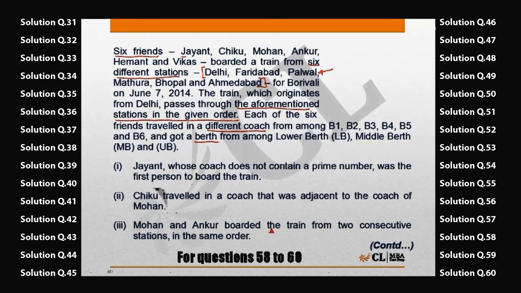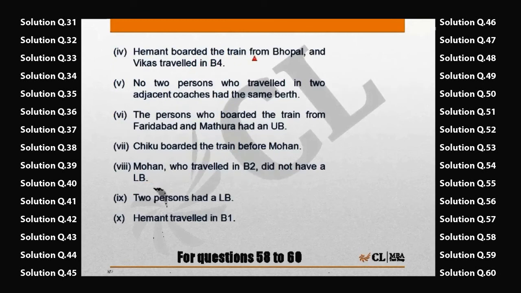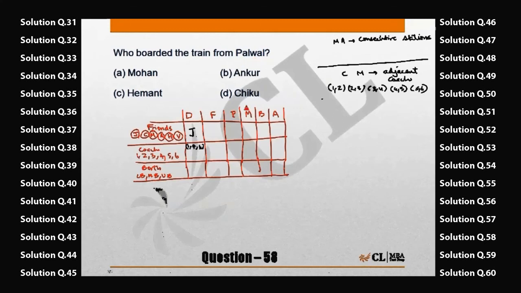Mohan and Ankur boarded the train from 2 consecutive stations in the same order. Mohan, Ankur. So it will be either MA, MA, MA or MA. Hemant boarded the train from Bhopal, and Vikas traveled in B4. So when Vikas traveled in 4, these 2 cases are gone for C and M.